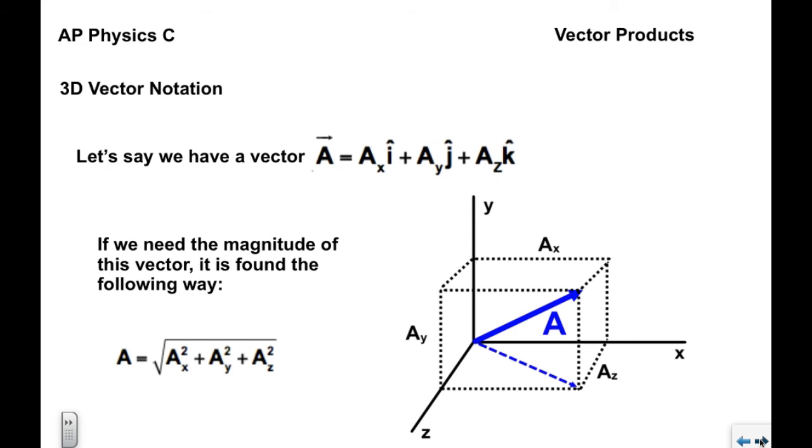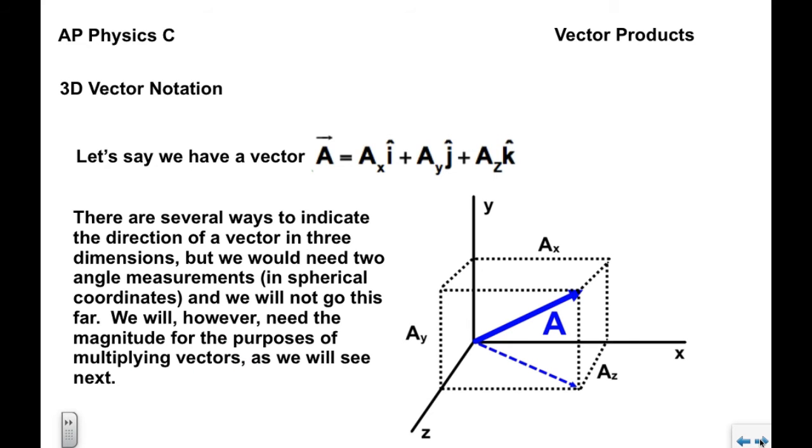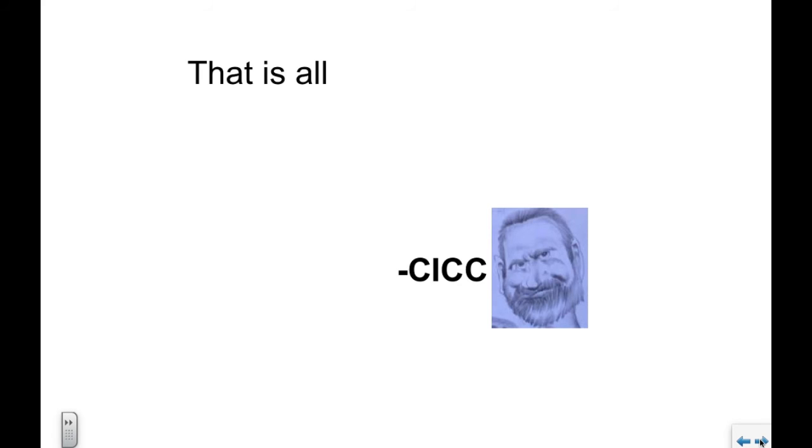We could conceivably use other methods to indicate the direction of a vector in 3 dimensions, but we would need a magnitude and 2 angle measurements, in spherical coordinates. We're not going to go that far. We will, however, need the magnitude of the vector for purposes of multiplying vectors, which is what we will see in the next section. So that's 3-dimensional vector notation.